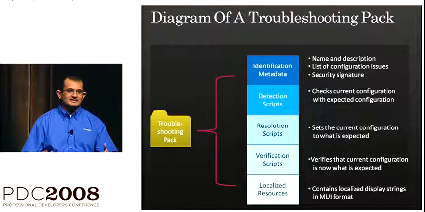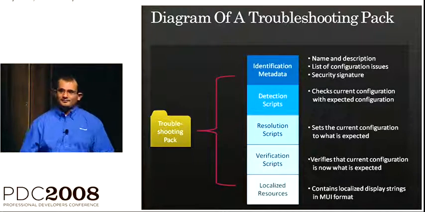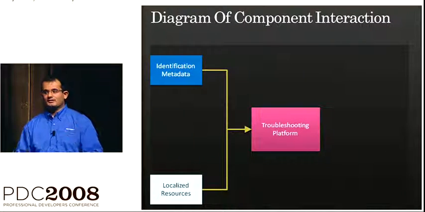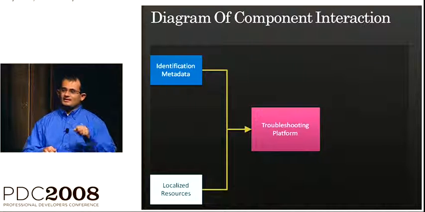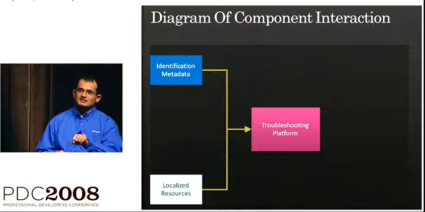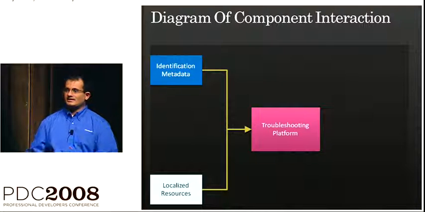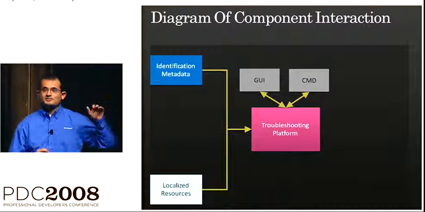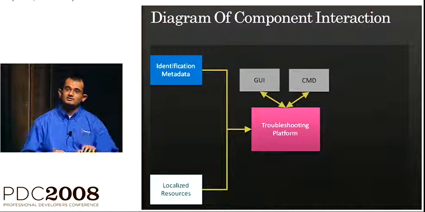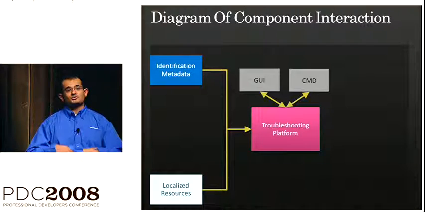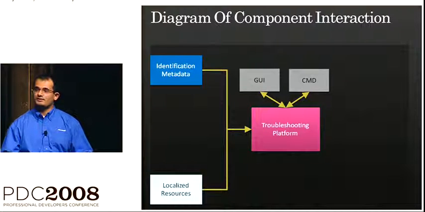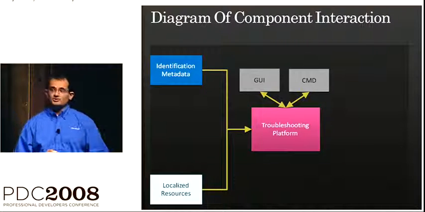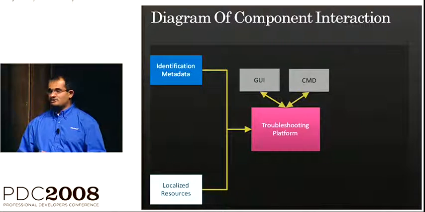So now that we have these different pieces, how do they actually interact with the platform? So the first thing we did is I clicked that sound icon, and it brought up the initial splash screen. What was happening there was that the platform was actually taking the identification metadata, parsing that XML file, looking at the localized resources, and displaying it up through the UI or the command line. Now, the reason this is actually separate is because as a developer, you can choose not to use the default Windows wizard. You can actually create your own experience around a troubleshooting pack, and that platform will interact with your own UI. In this case, it happens to be the wizard or the command line.